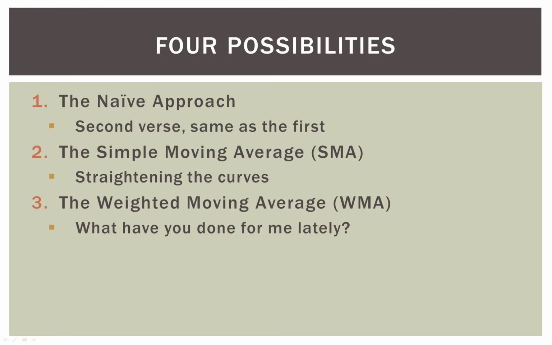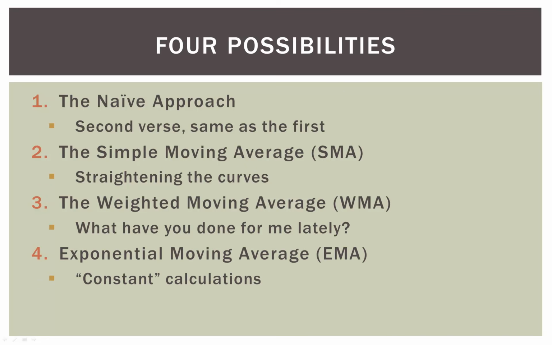Then we had the weighted moving average, which is similar to the simple moving average, but for those 3 years in the past, we gave each year a weight. So last year was weighted a lot more than the year before that, and that year was weighted a lot more than the year before that. So we gave more emphasis to recent years' data. Now, this video is about the fourth option, the exponential moving average, which is a specific type of weighted moving average. I give this the phrase constant calculations because the EMA involves using a smoothing constant, and we'll talk about what that is in a couple of minutes.